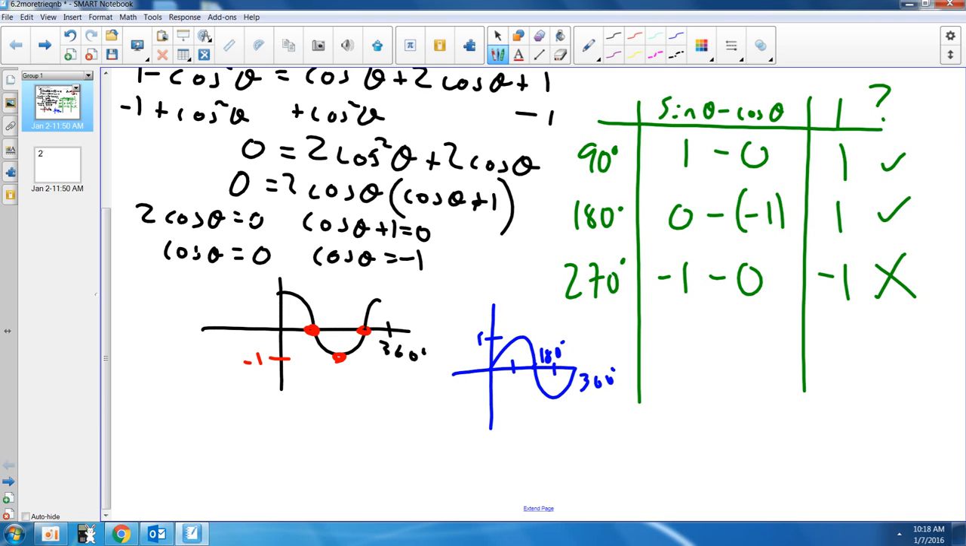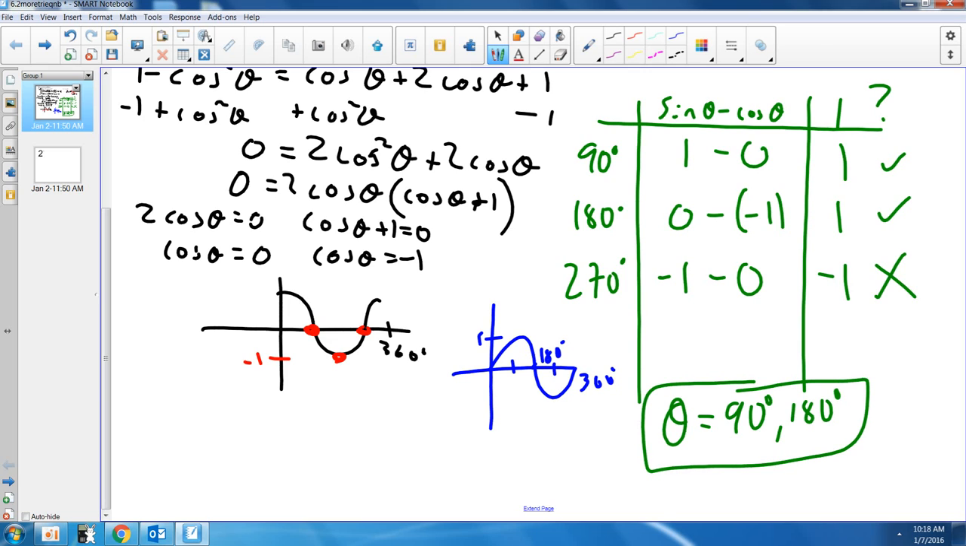So therefore, your answer at the very end is going to be theta is going to equal 90 degrees and 180 degrees. Whenever you square both sides, make sure you put it up in a nice table and check your answers. You will get points off if you don't check your answers.